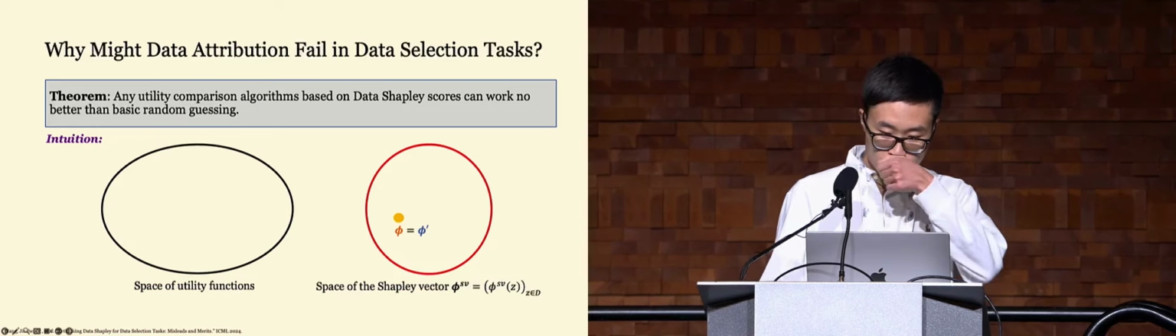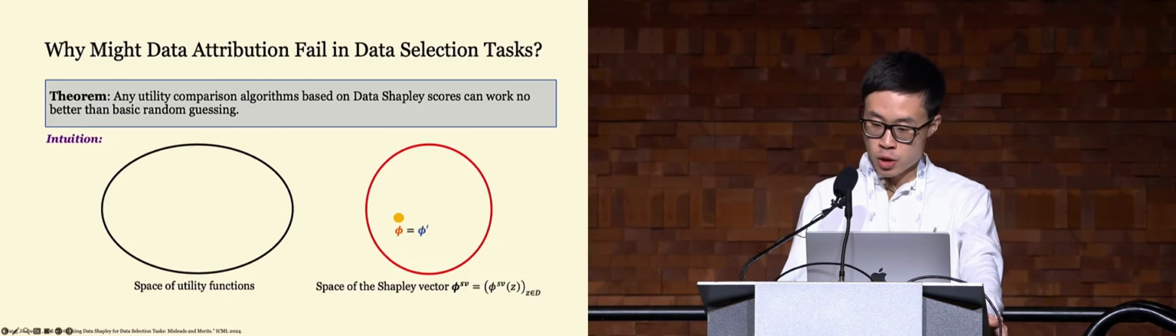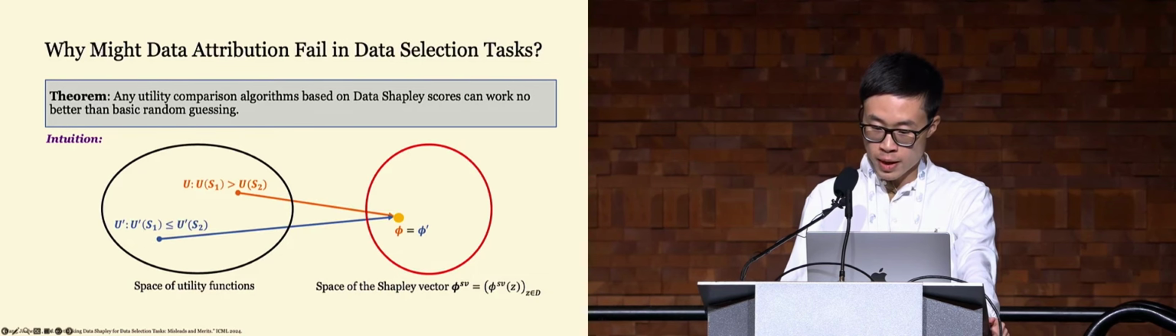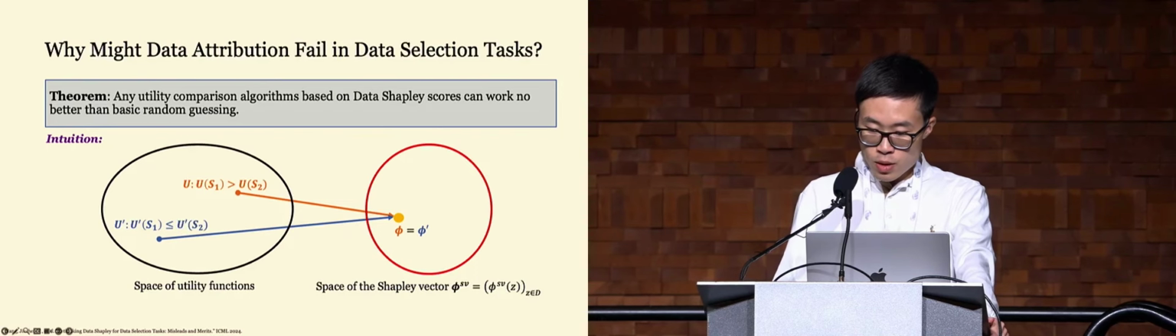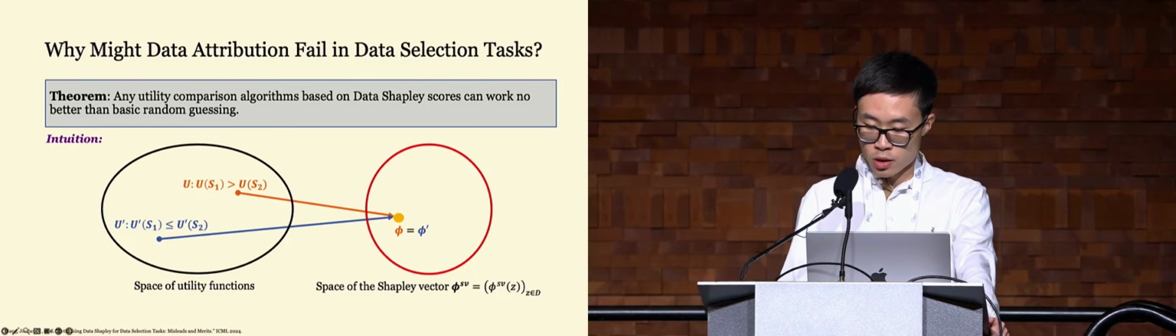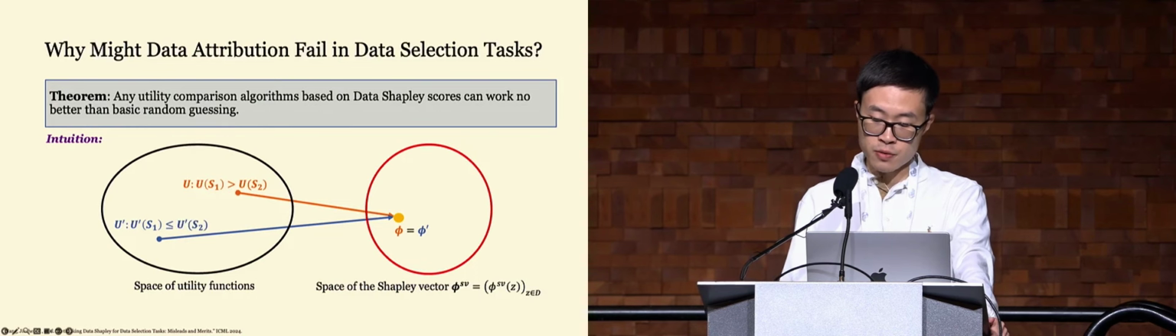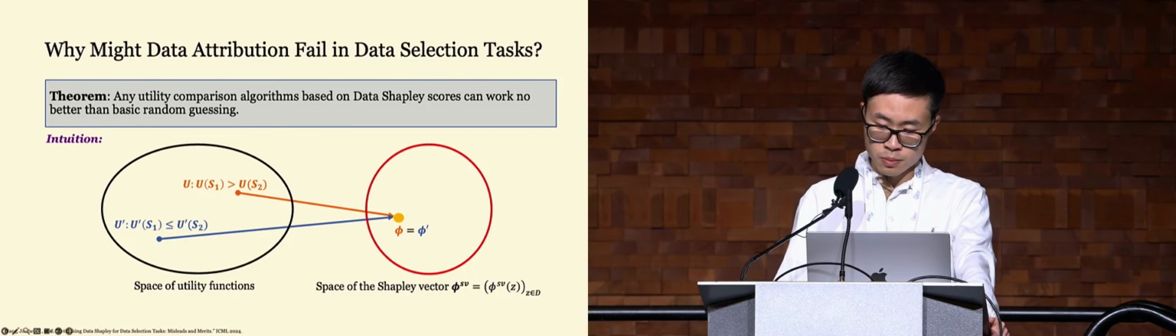So based on this utility comparison framework, we can show a crucial limitation in using the sharpness value for comparing the data set utilities. Without specific structural assumptions about the utility function, any algorithm for utility comparison based on the sharpness values can be no more effective than random guessing.